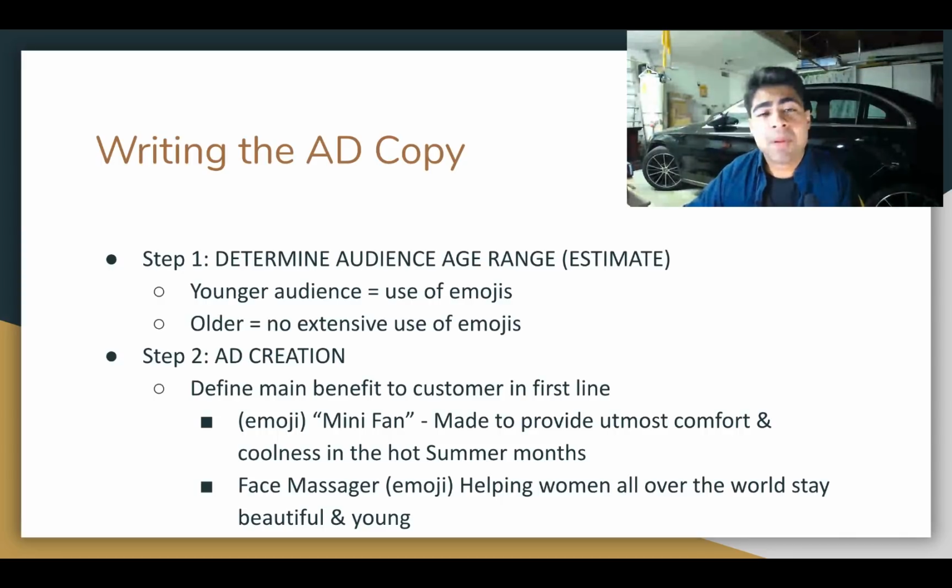Another example is an example of a face massager. So I start off the ad copy with face massager and then emoji, and then I say helping women all over the world stay beautiful and young. So again, I introduce the FLO element, which is women all over the world. So whatever woman is reading this ad copy is gonna feel left out now, because these women all over the world are staying beautiful and young in the process of using our face massager. So as you can see, I'm implementing these different elements of the 4-step strategy into the ad copy right in the first sentence, because the first sentence is the most important.